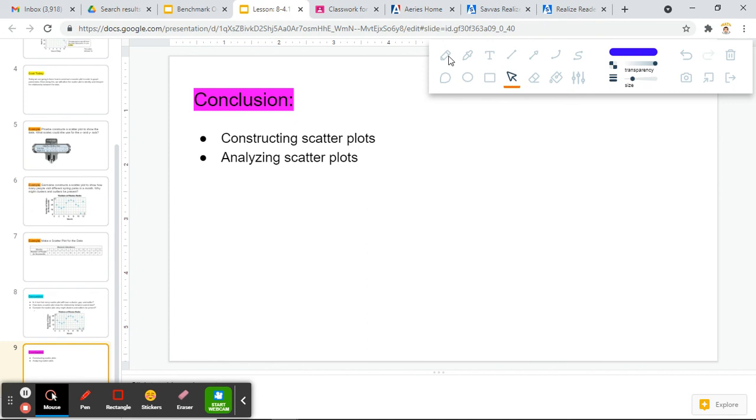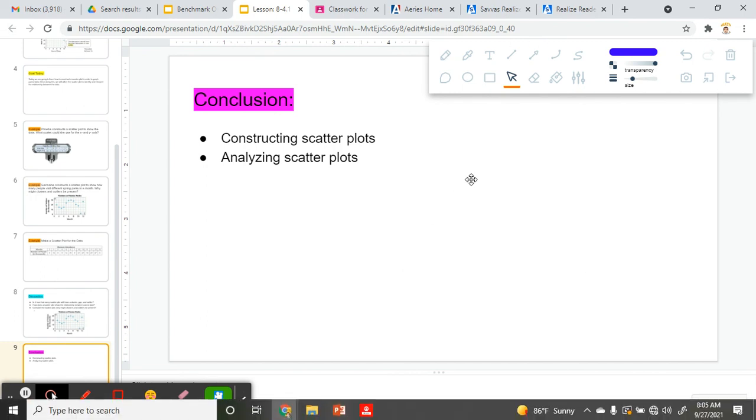Alrighty, so in conclusion today, we learned about constructing a scatter plot, and we were able to analyze our scatter plots based off things like outliers, positive associations, negative associations, and clusters, things like that. Alrighty, guys, don't forget to write this conclusion here.